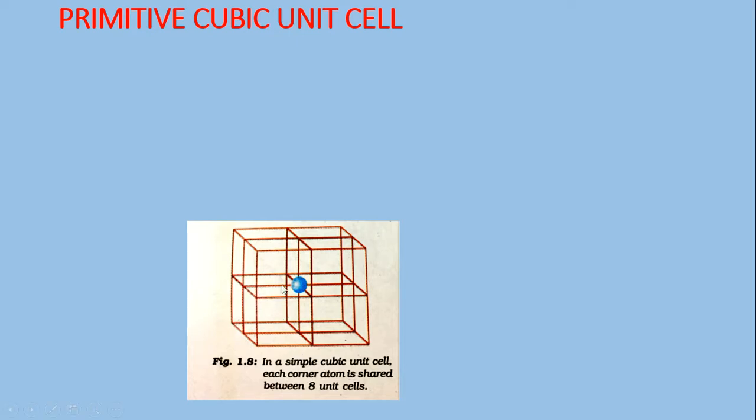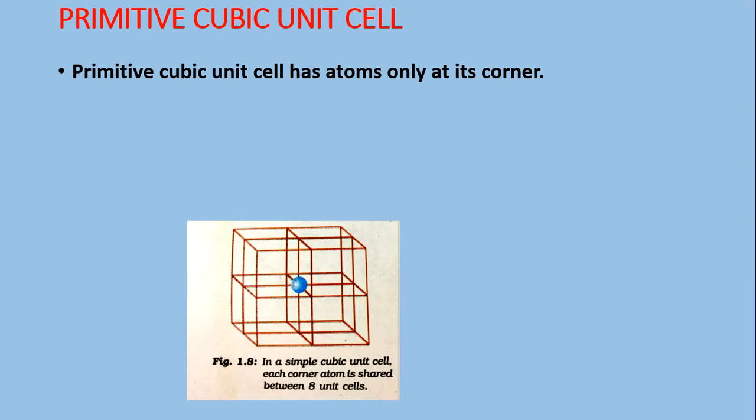And here we can see one cube represents a unit cell. So how many cubes are here in this crystal? 1, 2, 3, 4, 5, 6, 7 and 8 cubes are there, or 8 unit cells are there. And we know that each unit cell has 8 corners. That means a primitive unit cell has 8 constituent particles present at its corners.